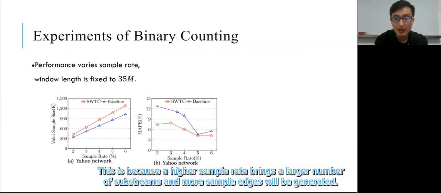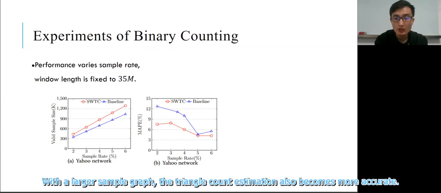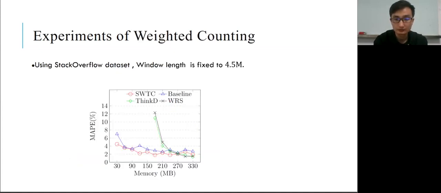This is because a higher sample rate brings a larger number of substreams, and more sample edges will be generated. With the larger sample graph, the triangle count estimation also becomes more accurate.